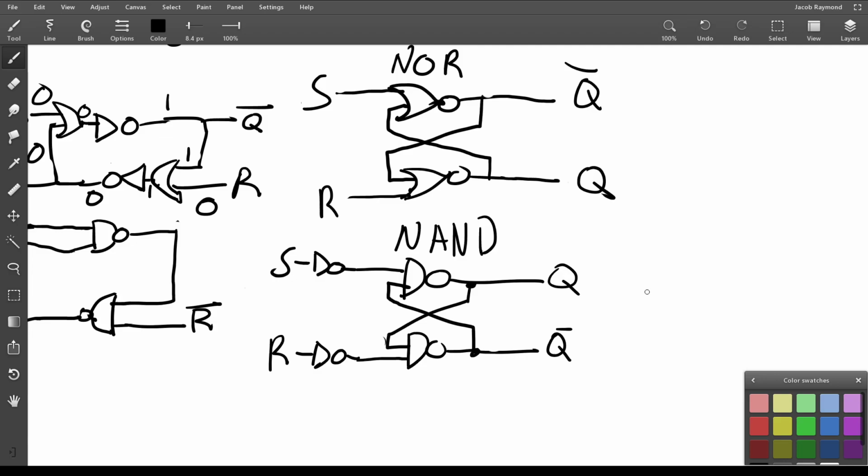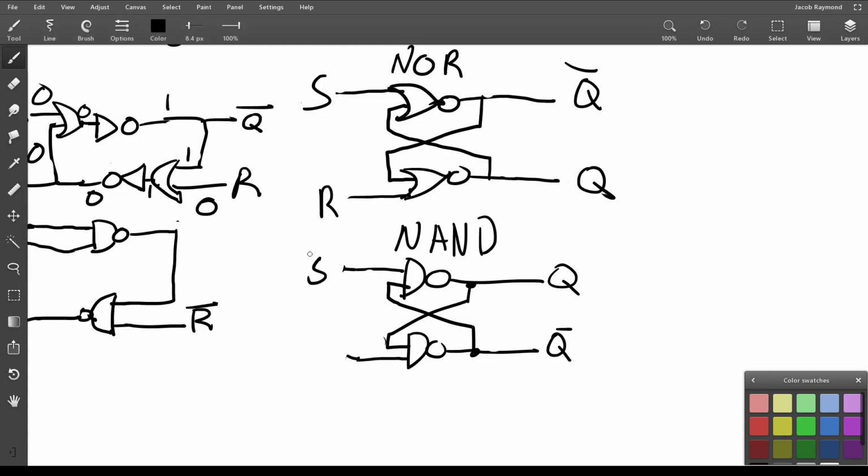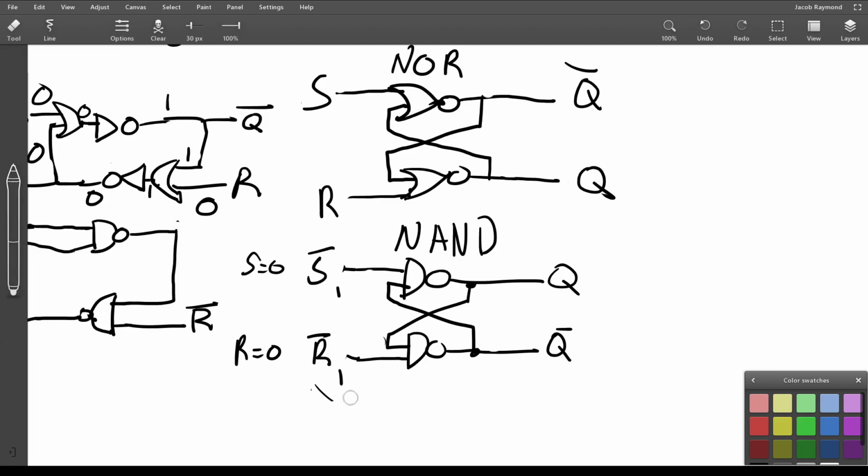S and R both can't be 1, but not S and not R can both be 1, right? If these are both 0 here, then the inputs here are both going to be 1, which is fine. The problem is that S and R can't both be 1, not that these wires can't both be 1. If I set not S to 1 and not R to 1, that means S is 0 and R is 0, which is fine. This is why I typically don't think of SR latches with this one, because the inputs being inverted does get mildly confusing.